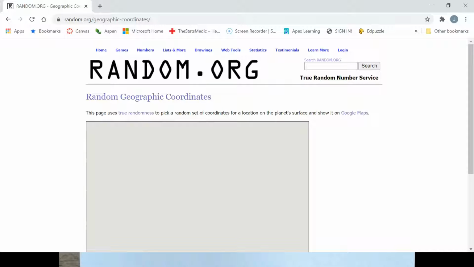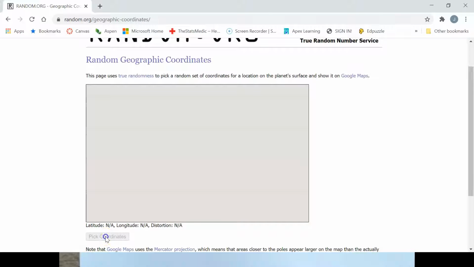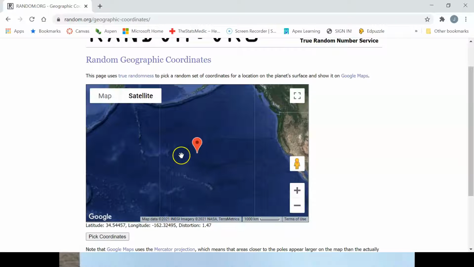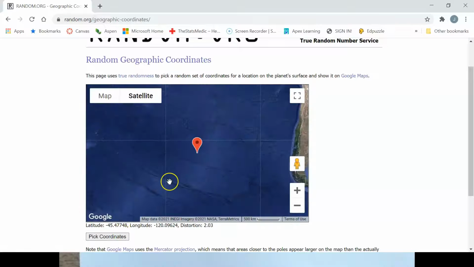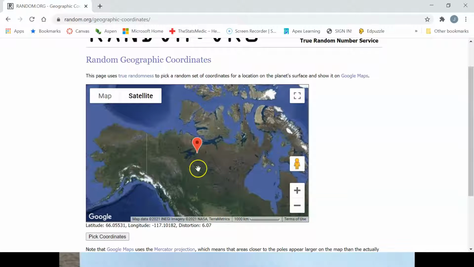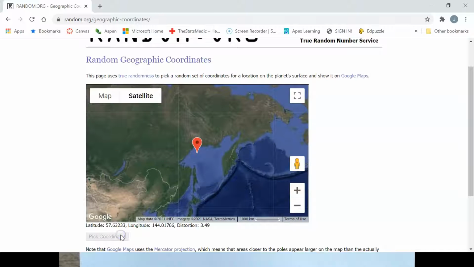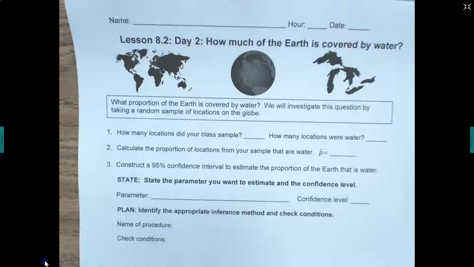On random.org, they have a random geographic coordinates randomizer. You just say pick coordinates, and it will show you, so this one's in the water. Pick again, that one's in the water. Pick again, water again. This one's on land. And so I did this 50 times to collect data. So I randomly picked 50 different coordinates to see how many of them were in water versus not in water.